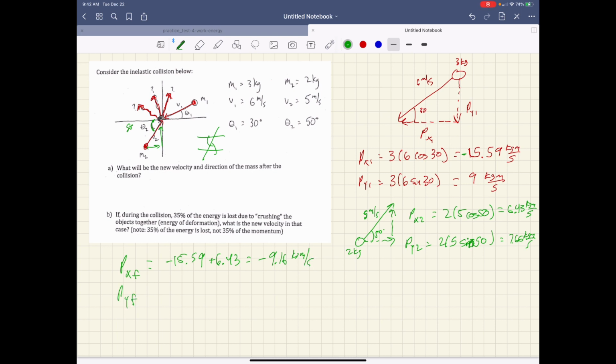The py final, again, same deal. This is where I double check my directions. I noticed that m1 better be a negative, so if I didn't put it on before, I better put it on now. And the p2y is going to be a positive. So this is going to be negative 9 plus 7.66, which is negative 1.34.